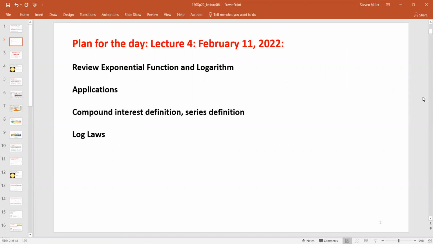There's a couple of different ways of defining the exponential function. One is through an infinite series. The other is through compound interest. I want to talk a little bit about both of them, talk a little bit about logarithm laws.